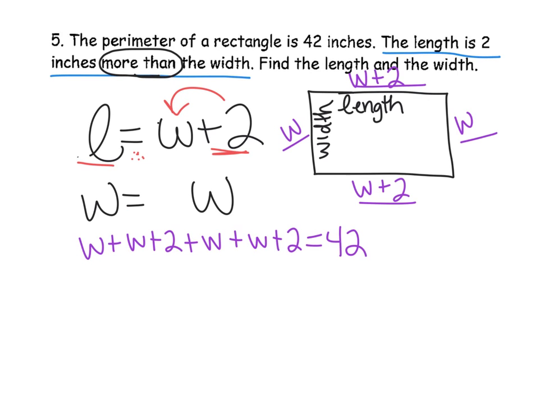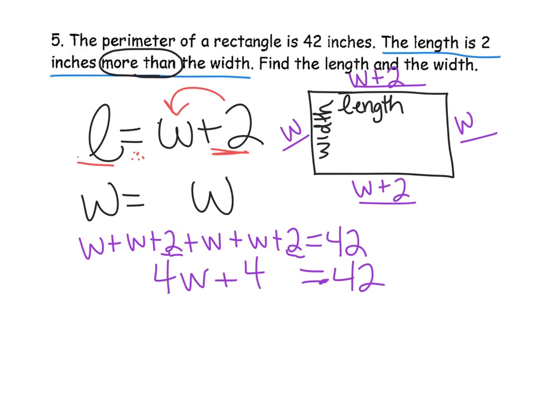Combining like terms. So let's put the W's together. How many W's are there? 4W. And what are the other like terms that I can put together? The 2's. This one and this one. 2 plus 2 equals 42. Okay?